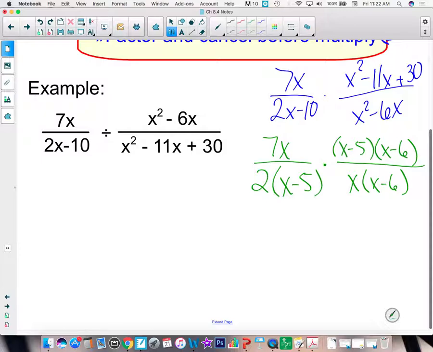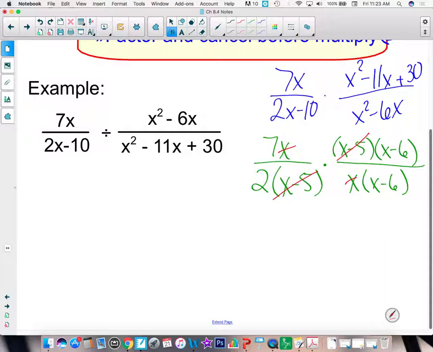7x, does that cancel with anything down here? The x would cancel, right, because you have an x there and an x there. Those are gone. All right, now looking the other way, what cancels? X minus 5, right, boom, boom.